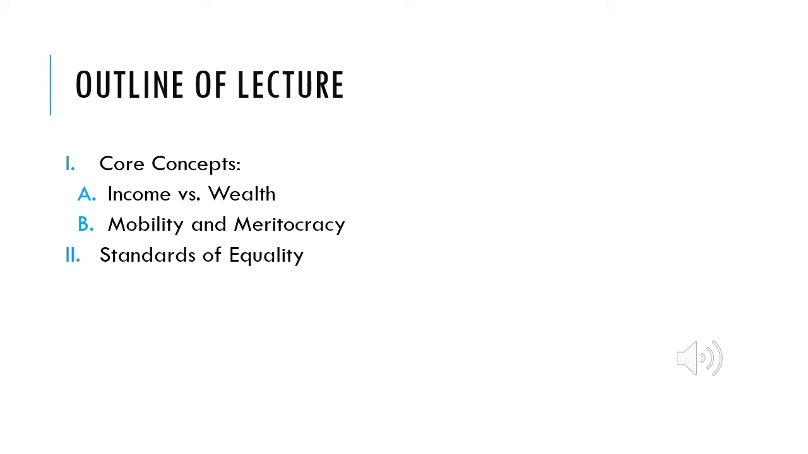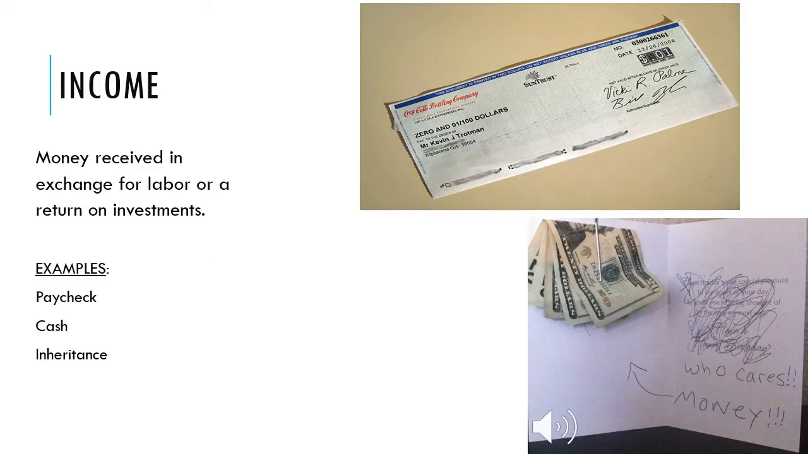I'm going to first review some core concepts that are related to not just stratification, but specifically the way that economic stratification plays out. So this is income versus wealth, as well as mobility and meritocracy. And I will finish by reviewing the three main standards of equality as they are reviewed in your text.